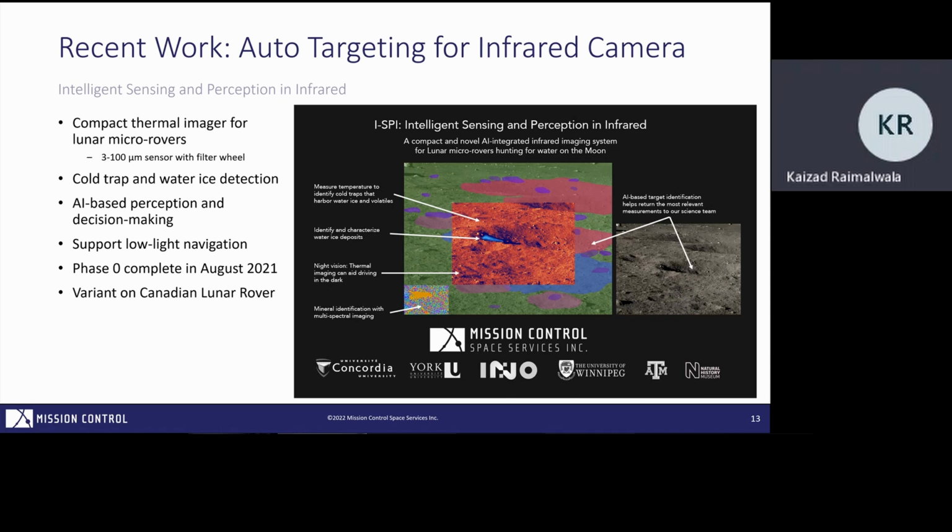This could also then support low light navigation, trafficability studies, and other mineral ID studies. And right now we're potentially flying a variant of this on the Canadian Lunar Rover, which is currently in phase A, but also happy to talk to anyone who's interested in the sensor for their missions.